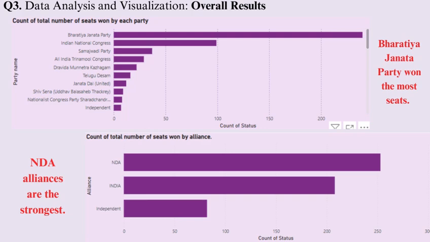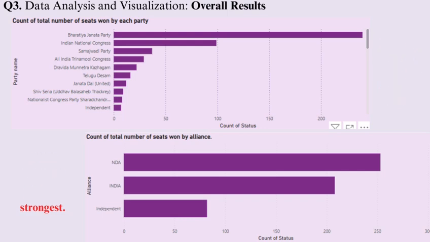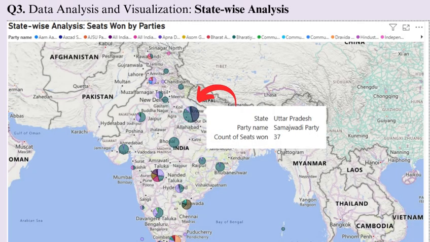Let's begin with the overall result. We found that the Bharatiya Janata Party won the most seats. NDA alliances are the strongest. State-wise, Uttar Pradesh was dominated by Samajwadi Party.